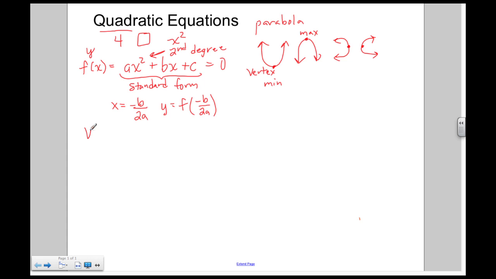All right, now there's another form. The other form is called the vertex form. It's called the vertex form because it's easy to find the vertex when the equation is in this form, and that's in the form of f of x is equal to a times the quantity x minus h squared plus the value of k. And here, if a is positive, it's going to either open up or to the right. If a is negative, it's going to open down or to the left.